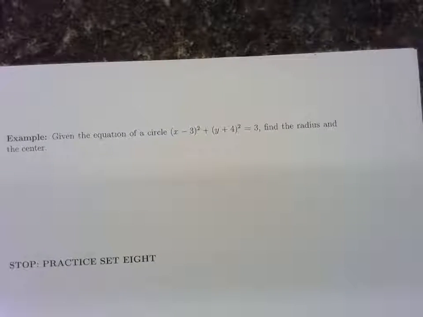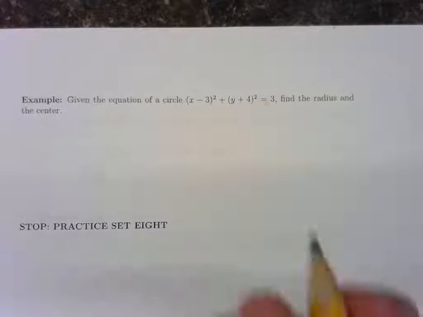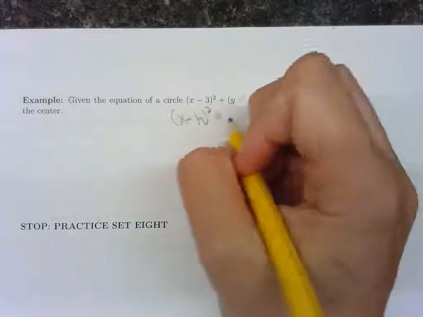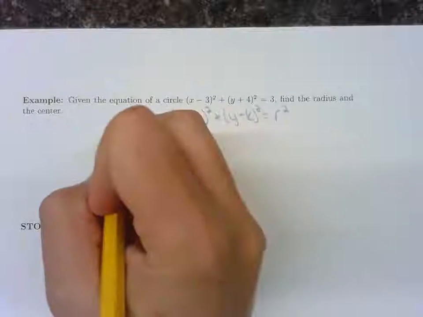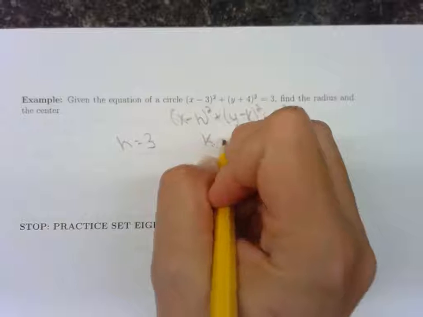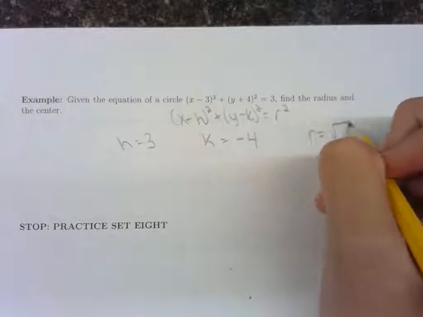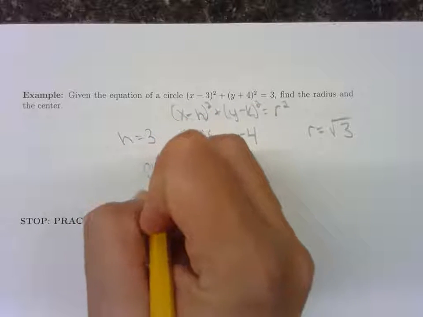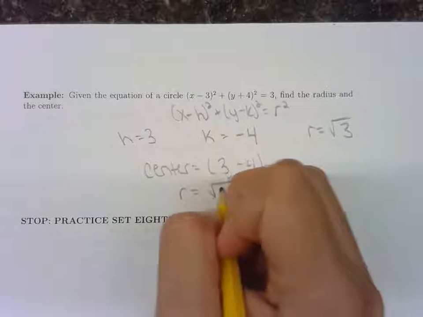Top of page 16, it says given the equation of a circle (x minus 3) squared plus (y plus 4) squared equals 3, find the radius and the center. I'm going to write out the equation of a circle: (x minus h) squared plus (y minus k) squared equals r squared. Now you can see h is 3, and k would be, it's supposed to be minus, but we have a plus here, so it would be -4. And r would be the square root of 3, because you have to have r squared here. So the center is (3, -4), and the radius is the square root of 3.